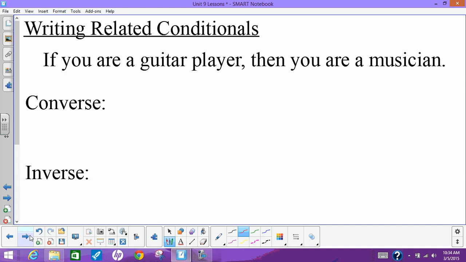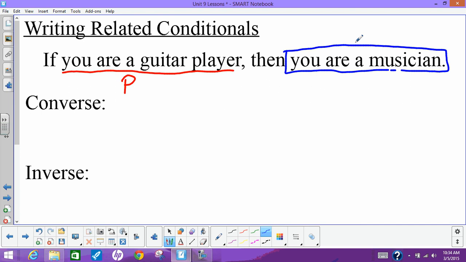So let's practice that a bit. We have a conditional statement here. If you are a guitar player, then you are a musician. It's always important to first figure out what the hypothesis is, so what our P is. P is you are a guitar player. Our conclusion, or our Q, is you are a musician.